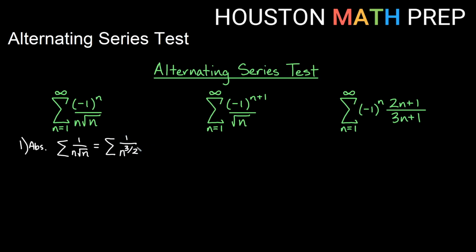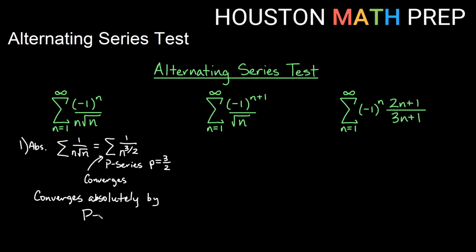I might be able to recognize that this is a p series, and p is 3/2 here. So if p is 3/2, then this sum converges by the p series test. If the absolute value version converges, then we get absolute convergence. So this does converge absolutely. If we want to be a bit more specific than that, we can say this converges absolutely by p series.